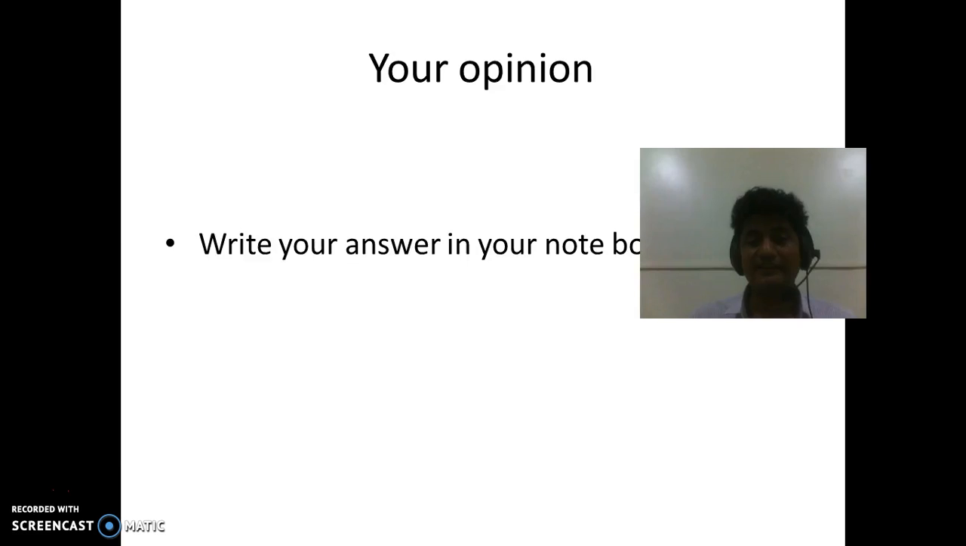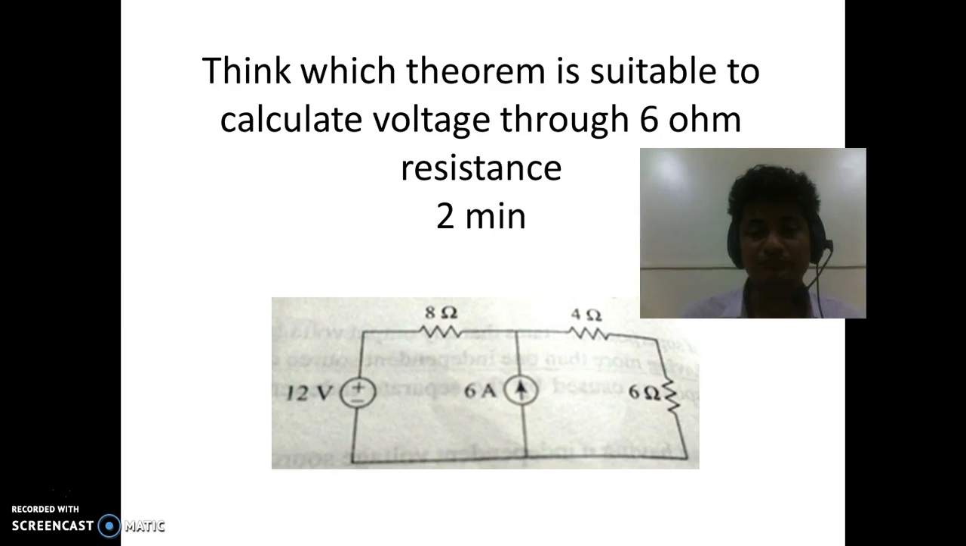The second way is Thevenin's theorem. Consider the 6 ohm resistance simply as a load. Remove that load and calculate Thevenin's equivalent resistance and the voltage seen from the 6 ohm resistance terminals. Then that entire circuit will be replaced by a voltage source in series with RTH, that is, Thevenin's resistance, and it is connected across the 6 ohm resistance. So you'll get the voltage across the 6 ohm resistance using the voltage divider rule. Thanks for watching this video.